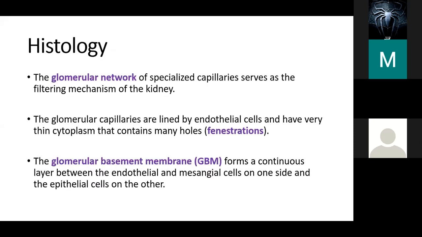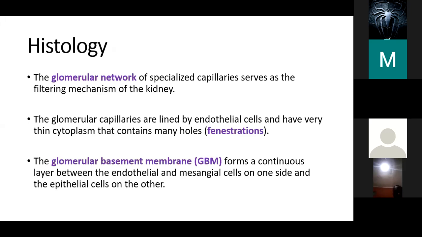So we look at histology. So histology means we are going to the cellular level. So at the cellular level, when you look at the glomerular network, it is a network of specialized capillaries, and it's like a sieve. It forms the filtering mechanism of the kidney. The capillaries are lined by endothelial cells, which have tiny holes in them called fenestrations. Like I said earlier, it's like a sieve. So the holes in the sieve are called fenestrations.